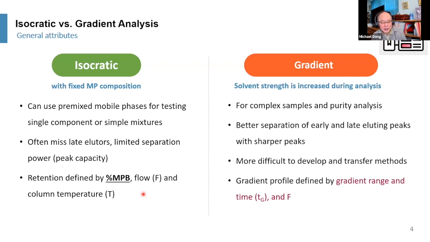And I would explain that later on. For column temperature, most people use 30 and 35 degrees, and we explain why that is so. For gradient assay, you increase the solvent strength during the run. Gradients are better because they give you a high separation power, or peak capacity, give you sharper peaks, and give you better separation of early eluting peaks and late eluting peaks.